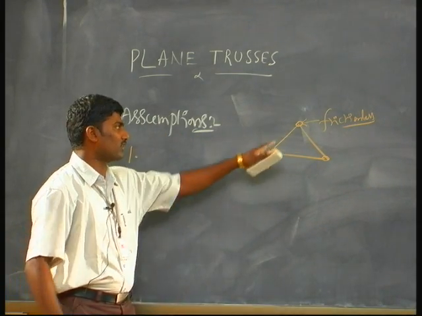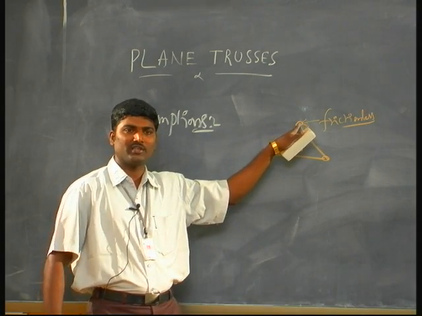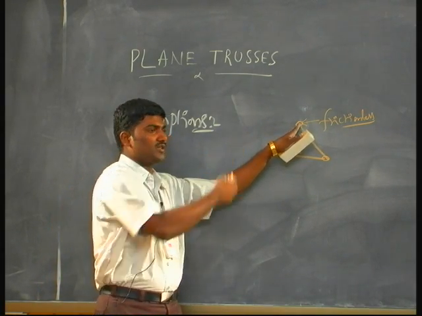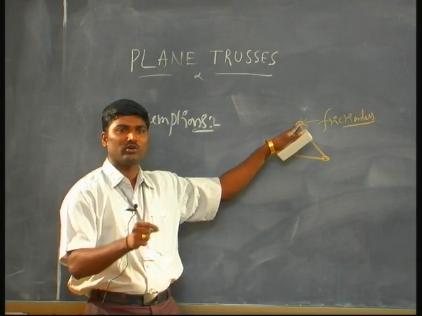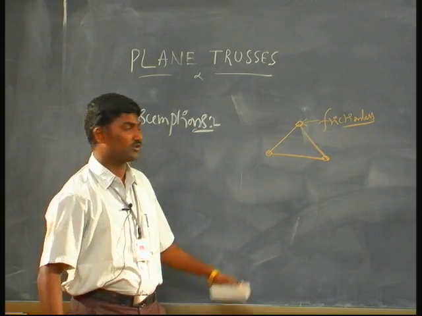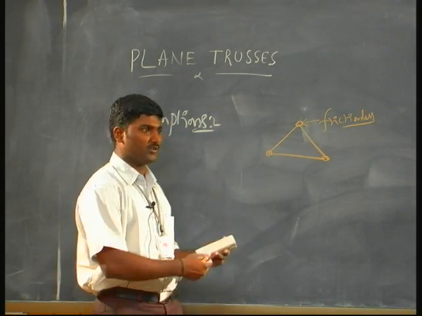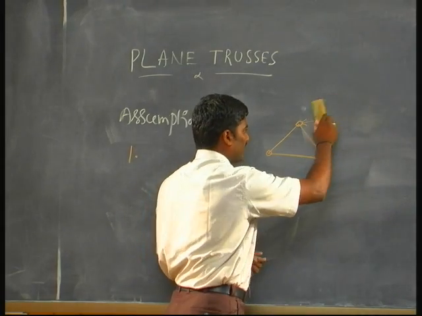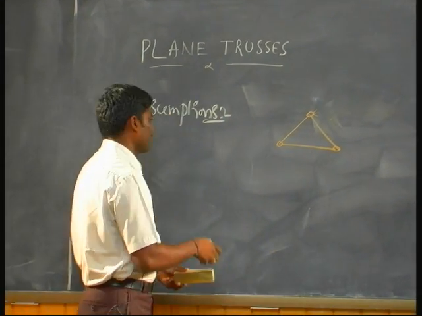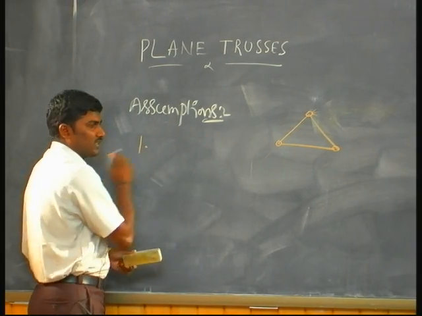Frictionless. So these are all frictionless. Why? Because if you take the friction into account, you need to go for additional force here, and an additional unknown will become. If you want to solve for the additional unknown, you need an additional equation. So to avoid that, I assume this as a frictionless support. That will be the first assumption: frictionless hinges.